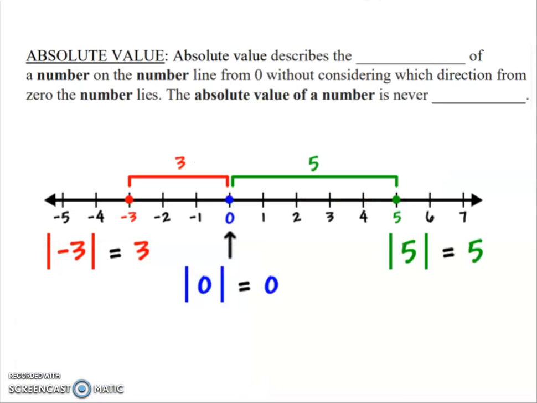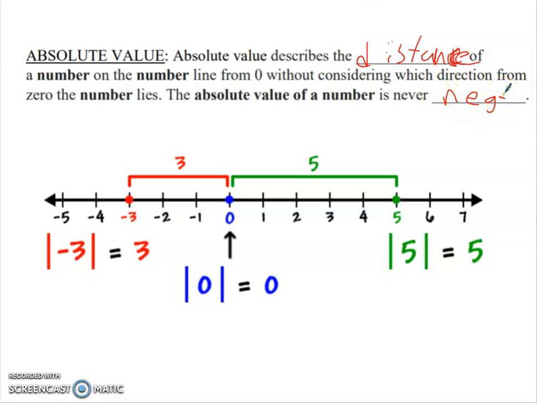The first thing that we need to know is that the absolute value is going to describe the distance of a number on the number line from 0, without considering which direction from 0 the number lies. So the absolute value is never going to be negative.